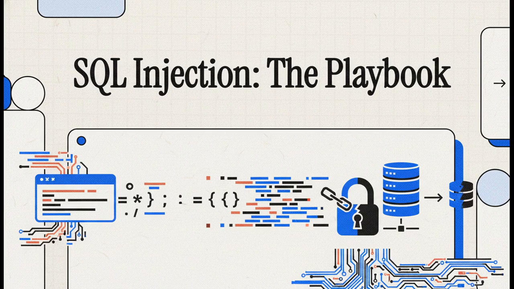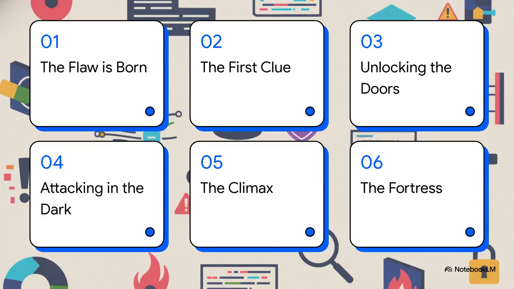In this chapter, we're going to explore one of the most persistent and frankly damaging vulnerabilities out there in web applications: SQL injection. We are going to open up the hacker's playbook and break down step by step how an attacker can go from a simple text box on a website to having total control of the server it's running on. So here's our roadmap.